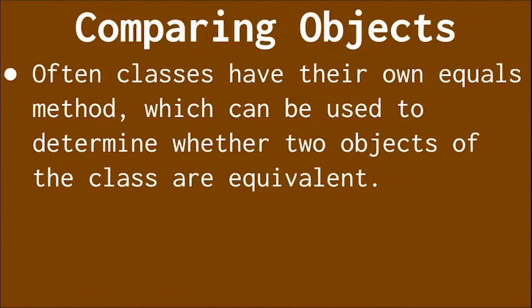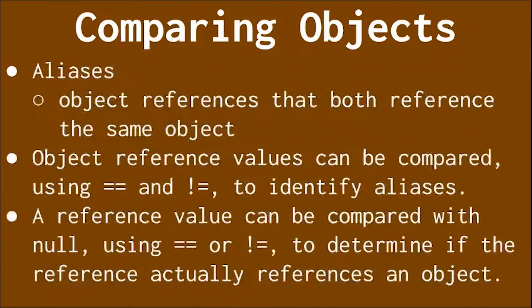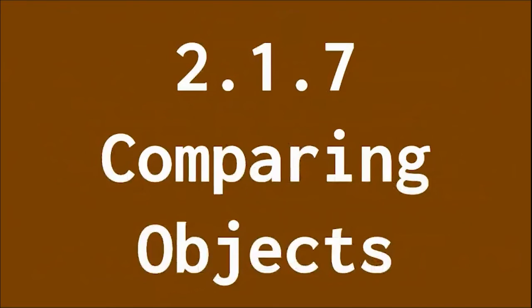It says often classes have their own equals methods, which can be used to determine whether two objects of the same class are equivalent. Aliases, object references, both reference the same object. So all this is kind of saying the same thing. Pretty straightforward. The main thing is you can compare objects, but it's not comparing the values of them. It's comparing whether they're stored in the same memory.